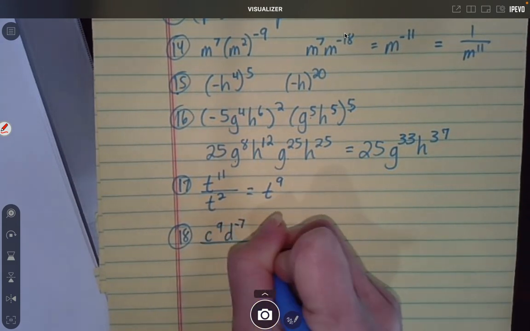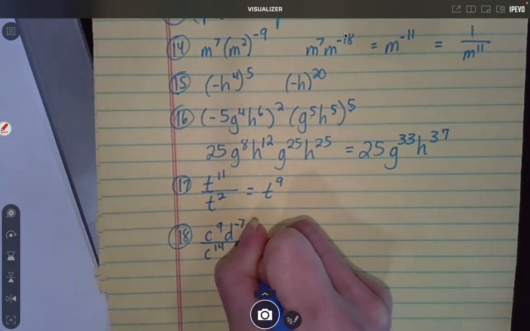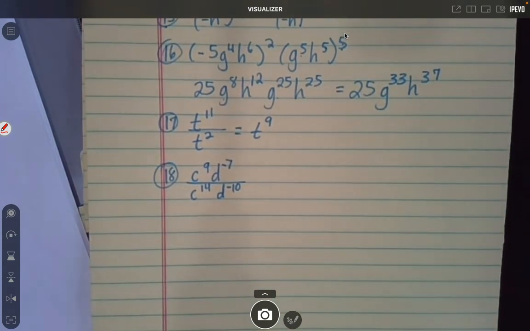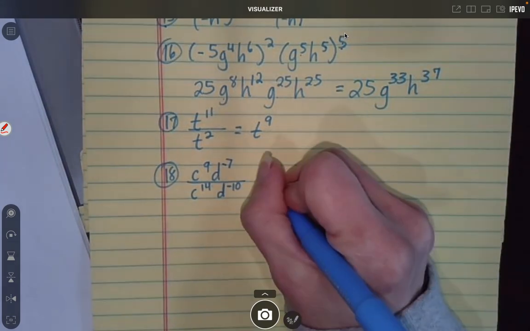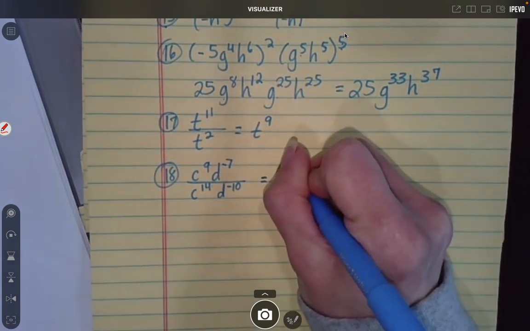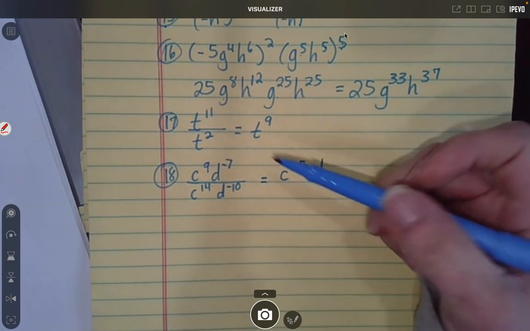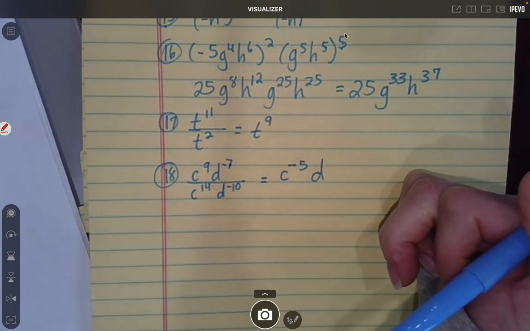On 18, how do you know whether to put the C on the bottom or the top? After you subtract, if you're going to subtract them, then you put them at the top. Then you may have to move it. But once you subtract, it goes to the top. Okay? So on this one, we're subtracting, and we just have two things we're subtracting. So what's 9 minus 14? Negative 5. Okay, and then be careful here. What's negative 7 minus negative 10? Positive 3.